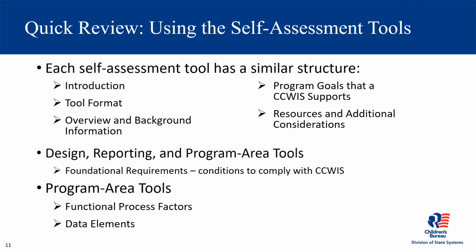In terms of design, reporting, and program area tools, foundational requirements, these sections contain mandatory federal regulations applicable to CCWIS, to help operationalize compliance requirements. And then in the program area tools, functional process factors. Those are useful features and processes that address typical program and user needs and were drawn from previous reviews to promote the successful implementation of program goals.